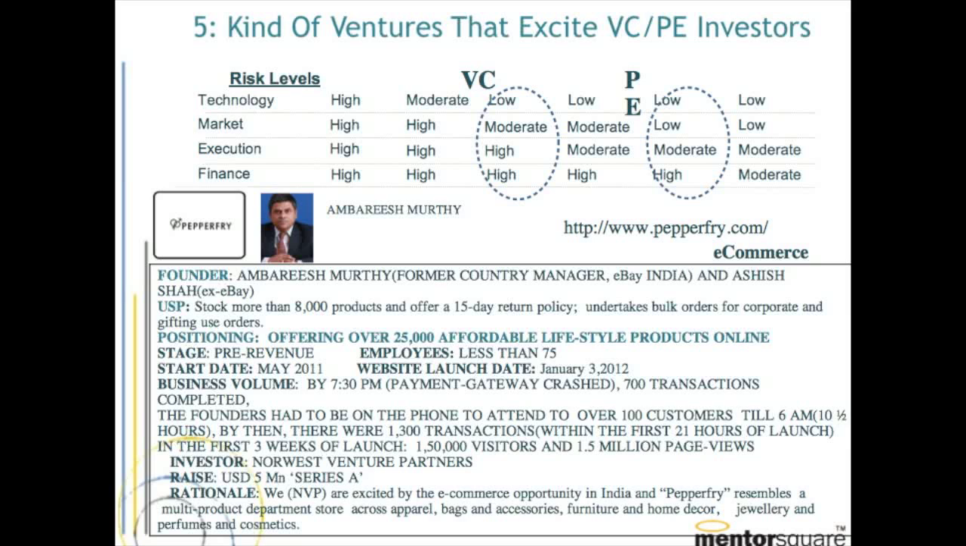The investor for this venture was Norwest Venture Partners, who invested $5 million in the Series A funding. And the rationale, I'm exactly quoting what Norwest Venture said about this investment: we at NVP are excited by the e-commerce opportunity in India, and Pepperfry resembles a multi-product department store across apparel, bags and accessories, furniture and home decor, jewelry and perfumes and cosmetics.